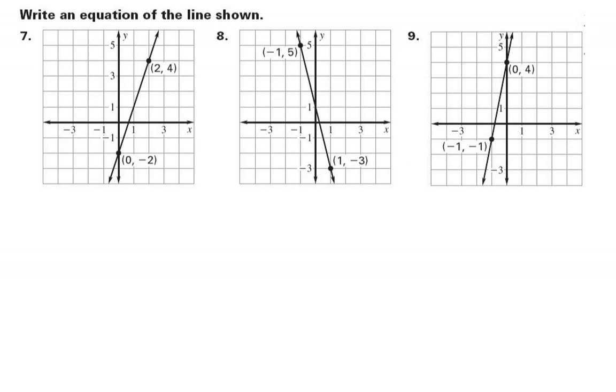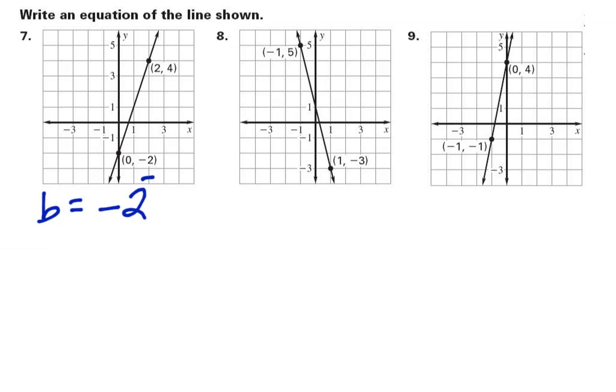Okay, let's take a look at some graphs and see if we can determine what the equation of the line is. In number 7 here, I can tell that the y-intercept is negative 2 because it's shown to me on the graph. That's where it passes through the y-axis. Since I know that, I then know what b is. b is negative 2.